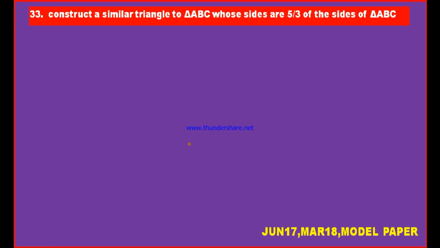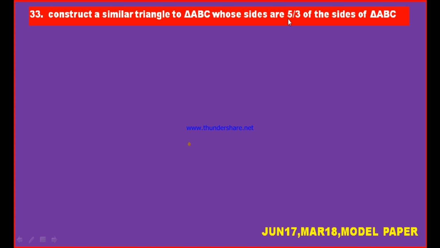The question is, construct a similar triangle to triangle ABC whose sides are 5/3 of the sides of the triangle ABC. I shall repeat. Construct a similar triangle to triangle ABC whose sides are 5/3 of the sides of the triangle ABC. This question appeared in June 2017, March 2018, and in the SCERT model paper which was released recently. Here, if you observe the fraction given, 5/3 is the fraction.